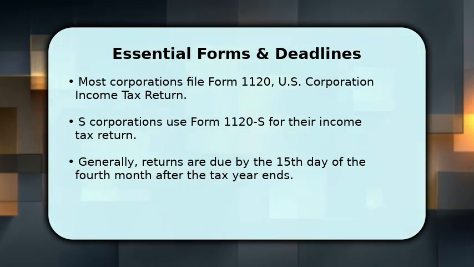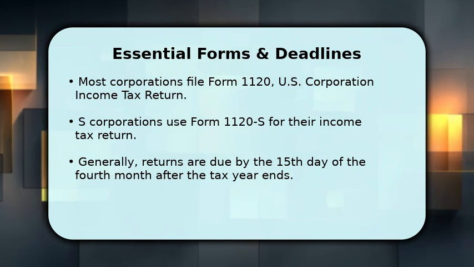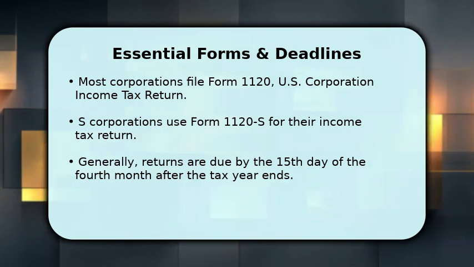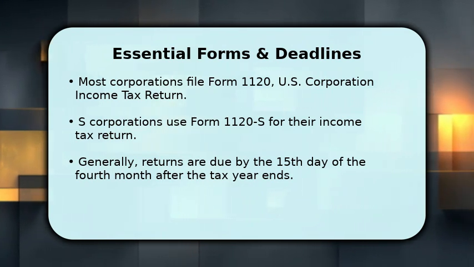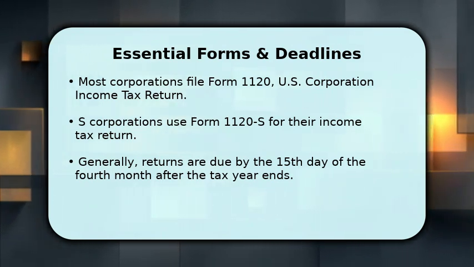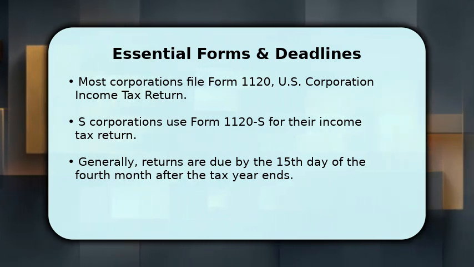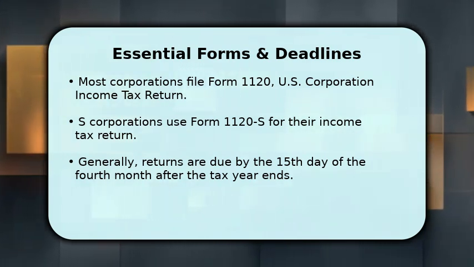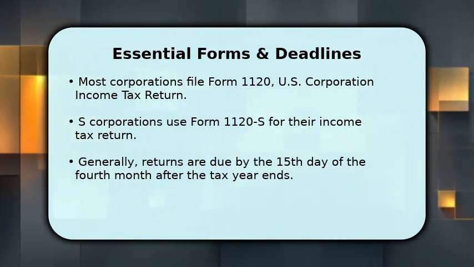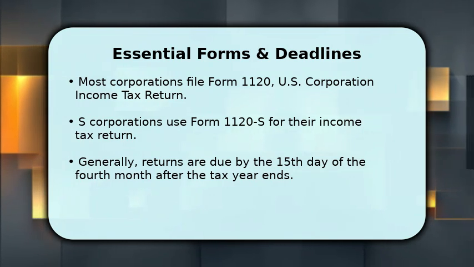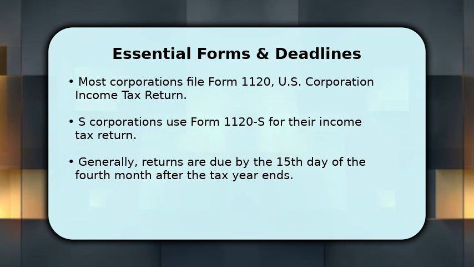Knowing which forms to use and when to file is crucial for corporation tax. C corporations typically file Form 1120, while S corporations use Form 1120S. These forms report your income, deductions, gains, and losses. Remember, the filing deadline is usually the 15th day of the fourth month following the close of your tax year. For calendar year filers, this means April 15th. Missing these dates can lead to penalties, so mark your calendar.